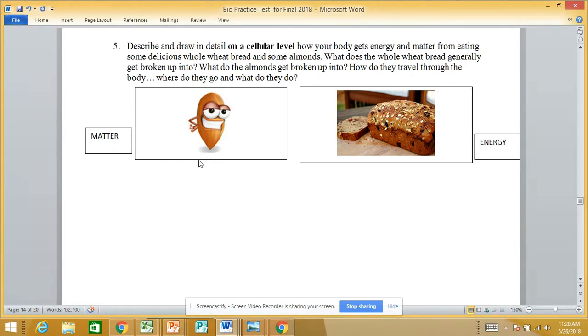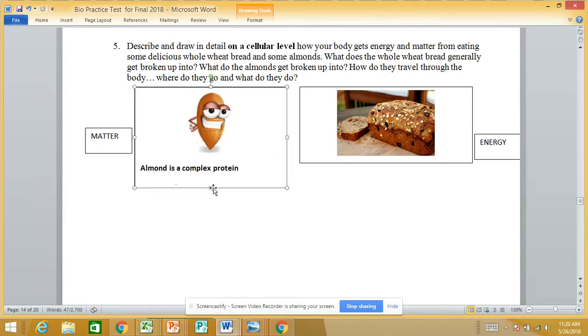So let's start with the almond, right? You're eating it. And it's a complex protein. Keep that in mind. As in and of itself is a complex protein. But you can't take this enormous almond and put it into a cell. So we've got to break that up into smaller pieces. So let me pull this down. It gets eaten. It's broken down into amino acids.